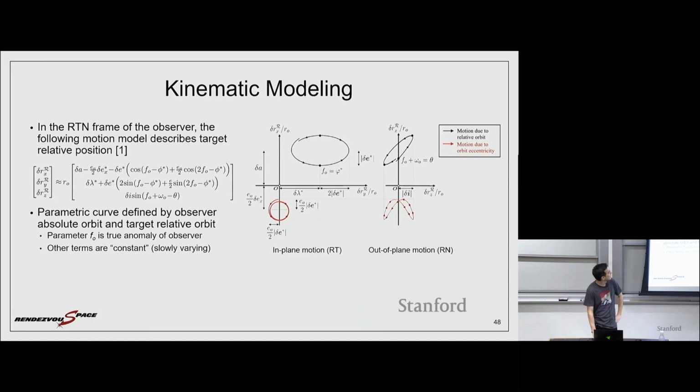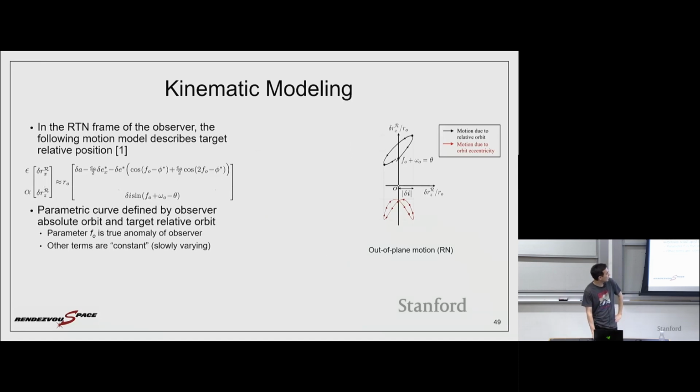So in the context of angles-only navigation, we are interested in the elevation angle and the azimuth angle. This maps to these two subcomponents, where on the bottom we have the azimuth, which is related to, in this case, the motion in the normal direction, or the cross-track direction. And we have the elevation angle, which in this case is related to motion in this x direction, the radial direction.